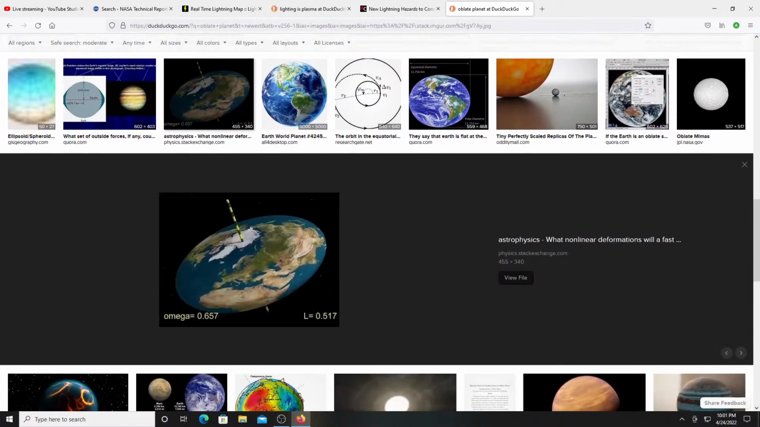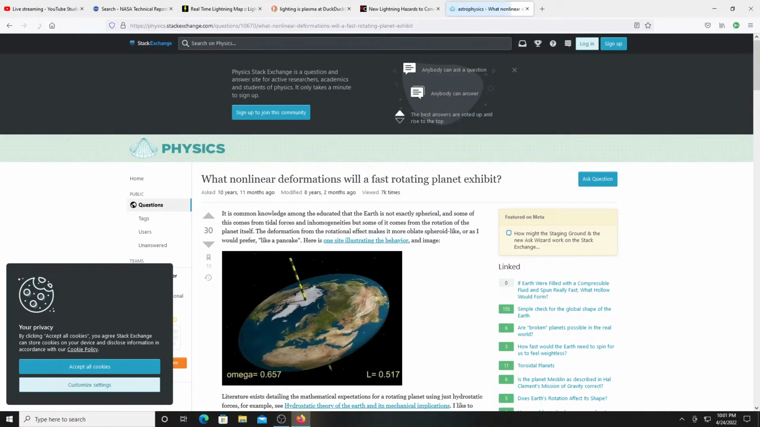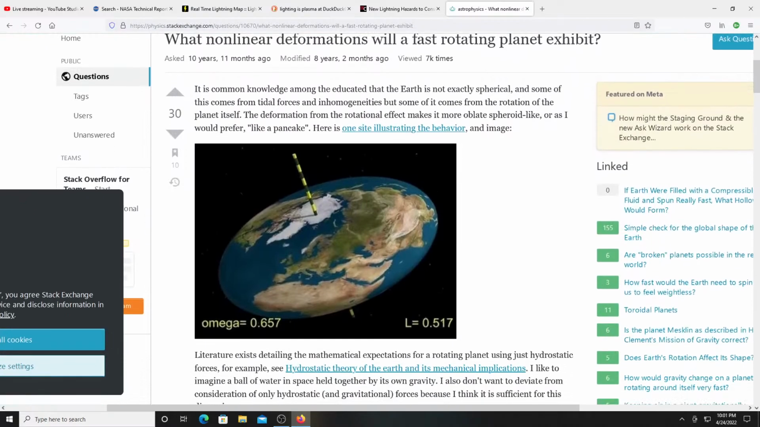Oh, look at this. What non-linear deformations will a fast rotating planet exhibit? It's common knowledge among the educated that the Earth is not exactly spherical, and some of this comes from tidal forces and inhomogeneities, but some of it comes from the rotation of the planet itself. The deformation from the rotational effect makes it more oblate spheroid-like.